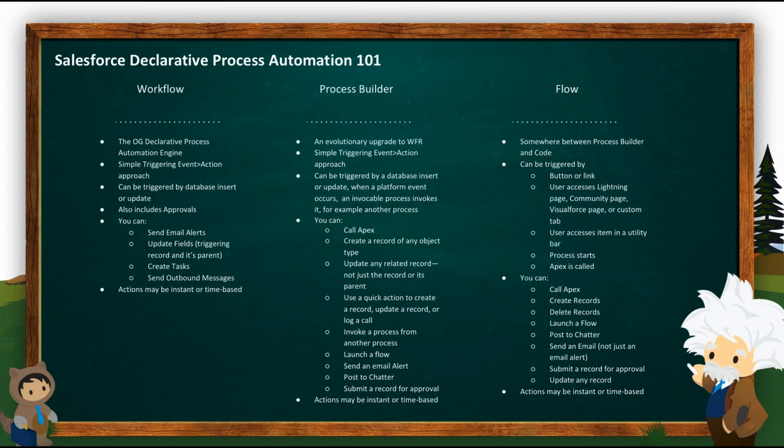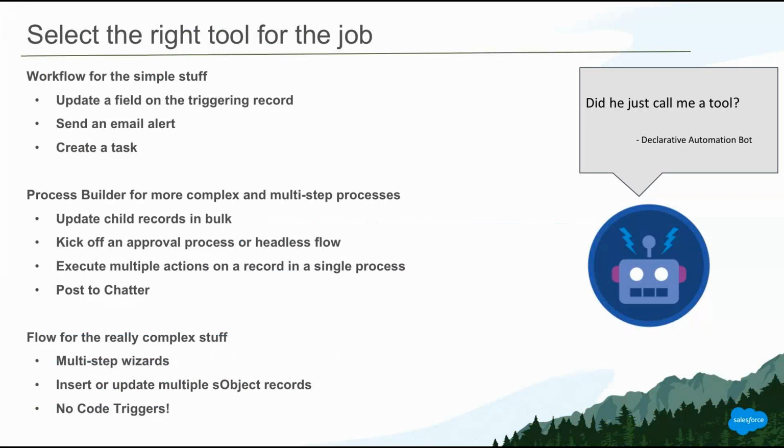And there are objects that I believe are exposed in Flow that aren't exposed in Process Builder, although I can't think of any off the top of my head right now. It used to be things around content distribution. I don't think you can hit the content objects in Process Builder, but you can do content records, like for files and attachments and things like that. So, all right, selecting the right tool for the job.